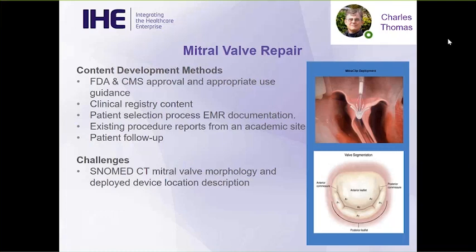For the mitral valve repair, one of the things that we discovered along the way was that the current nomenclature for SNOMED CT was not inclusive of the details of mitral valve morphology so that we could be successful in describing the deployment of the device and also the detailed nature of the mitral valve prolapse. Next slide.